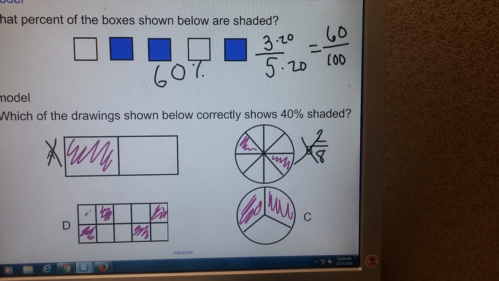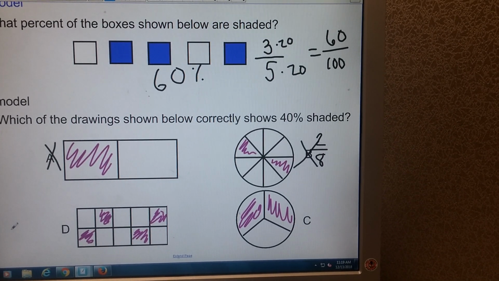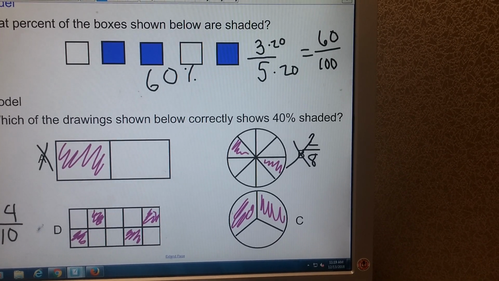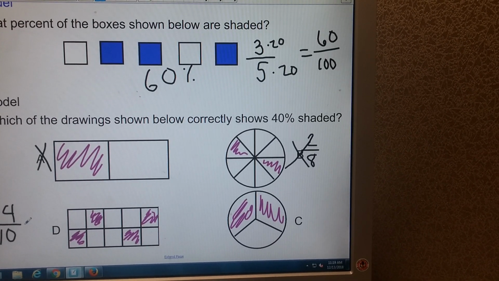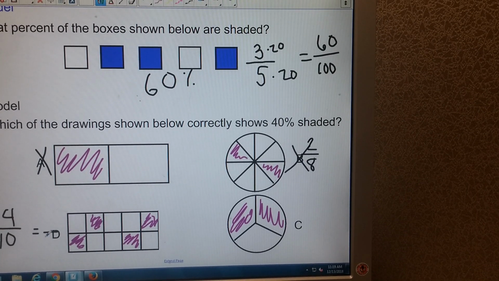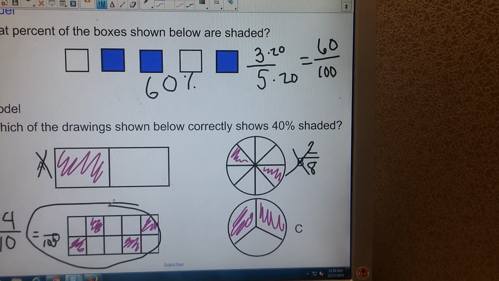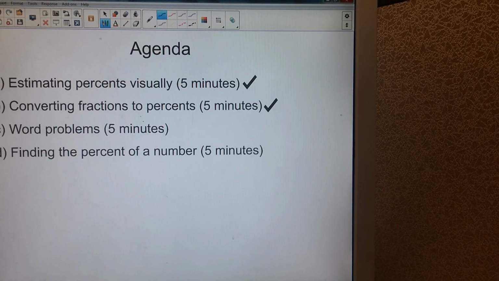When I go down to D, I see I have 2, 4, 6, 8, 10 total boxes. 4 of them are shaded. I have to take 4 out of 10, make it out of 100, which means I'll multiply by 10 over 10, and 4 times 10 is 40%, leaving me with the correct answer.